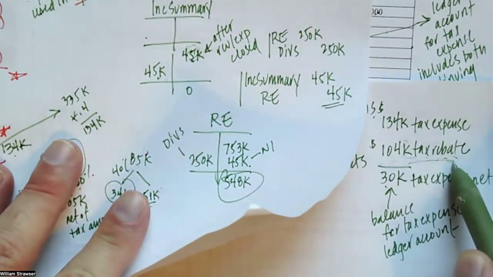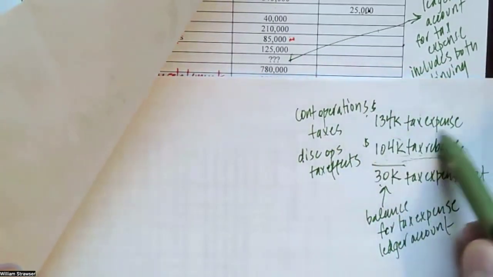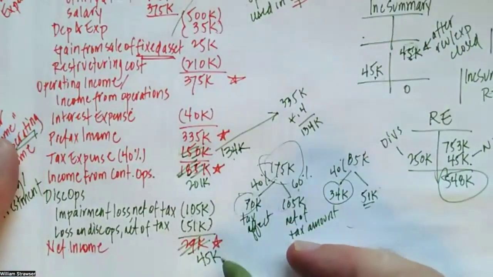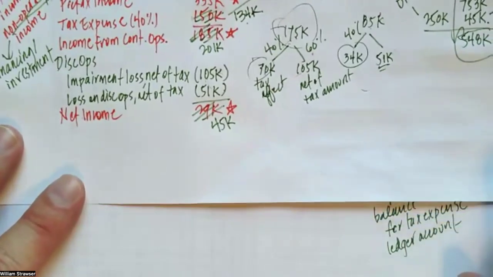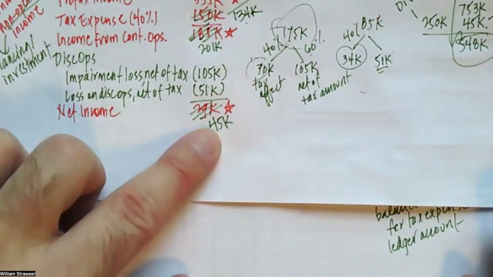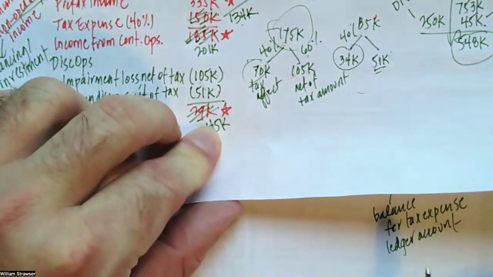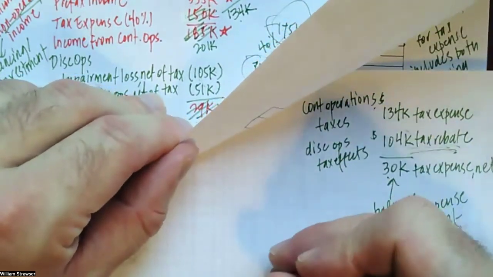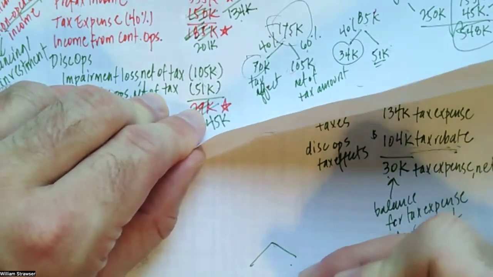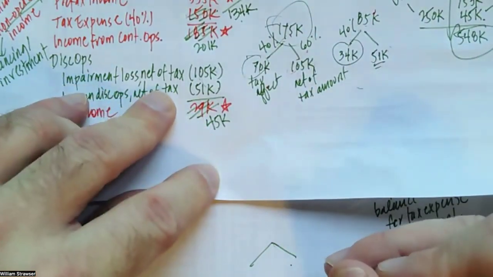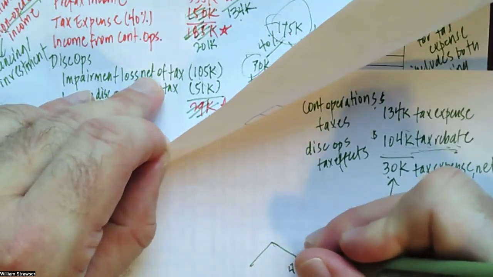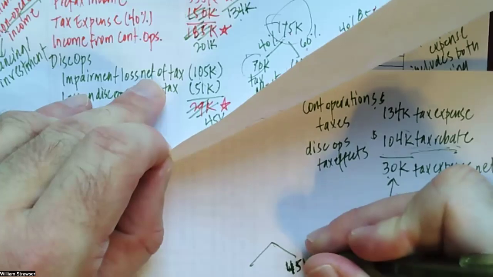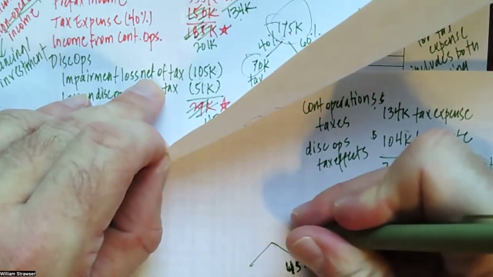that is from a tax rebate on the discontinued ops. 134 of that is taxes on profit from our continuing operations. If you want to check that that is the complete and accurate tax, remember net income is our total flows after all taxes have been taken out, all expenses, everything. So if net income, we're just thinking about the whole company here, $45,000, that's my net of tax amount. And that's the net tax amount for the entire company.